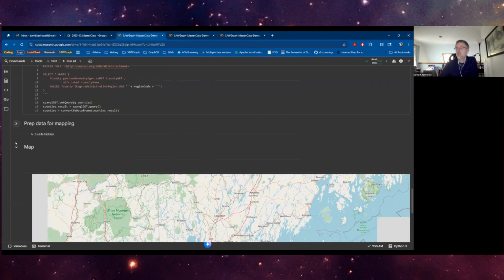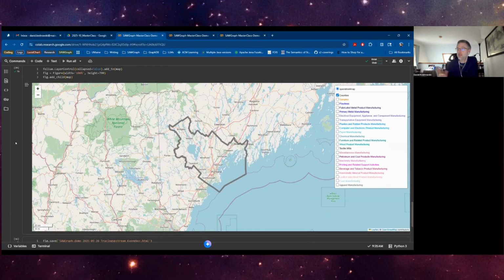We end up with a map that looks like this. And what you see right now is Cumberland County, Maine. So the query made sure it only found samples within that county. And the size of the circles has to do with the relative size of the maximum value found at these different locations.